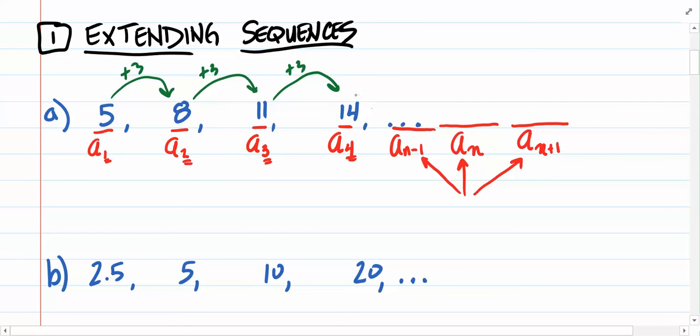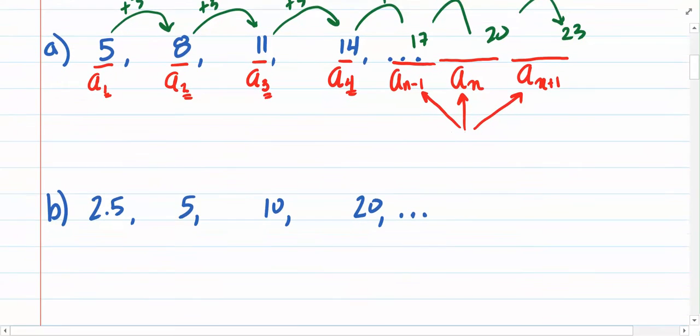So the next term would have to be 14 plus 3, which is 17. If I add another 3 to that, I get 20. And if I add another 3 to that, I would get 23. Okay? Let's try part B right here.